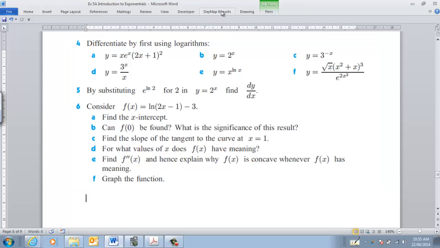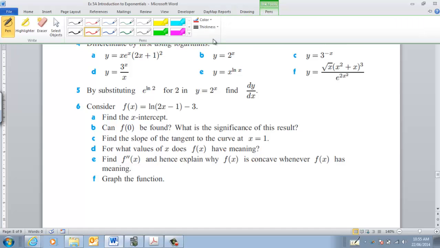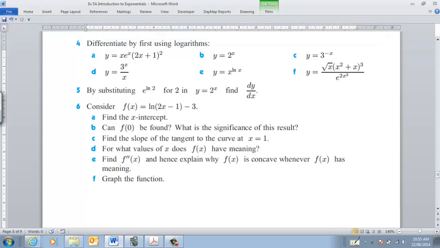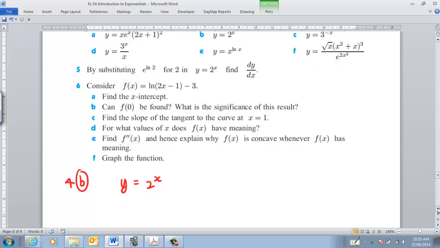So let's do one or two of these. I might do B first and then we'll do something like question F. It really is using a log law. So question 4b, if we're looking at that, we've got the function y equals 2^x. Now I could say to you, how do you derive that? And you don't have the skills to be able to do that because you can't.